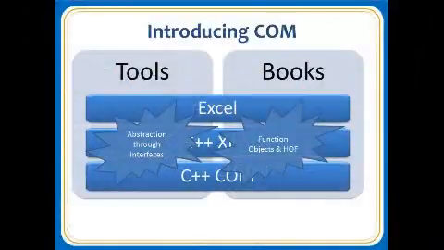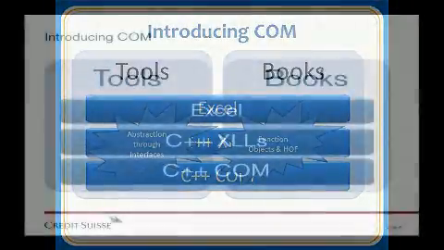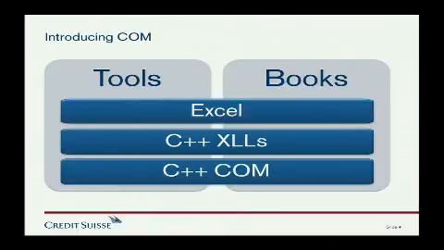And for release agility, we need to be able to re-release those XLLs individually as quickly as we need to. So that led us to our next change, which is introducing a layer of COM and C++. This basically makes the XLLs a thin layer, and everything else is COM objects.